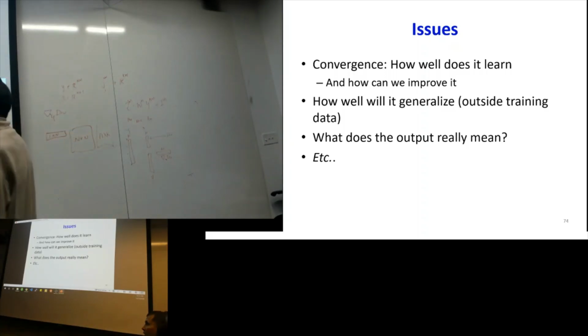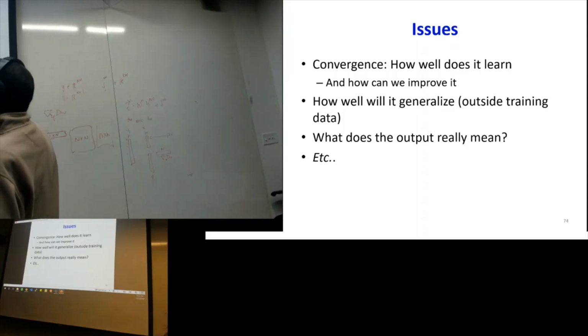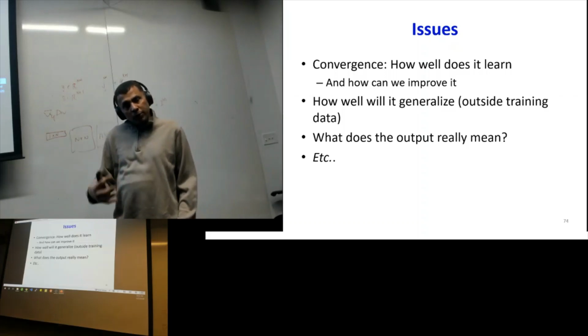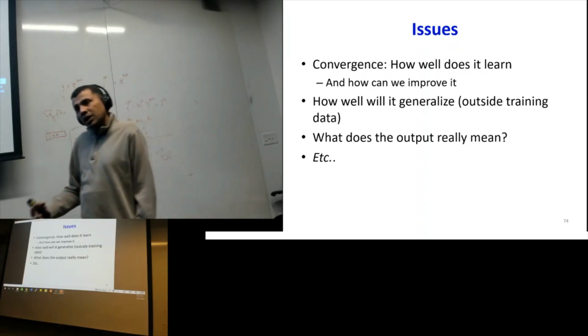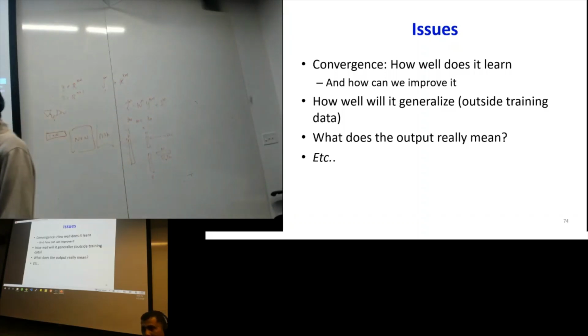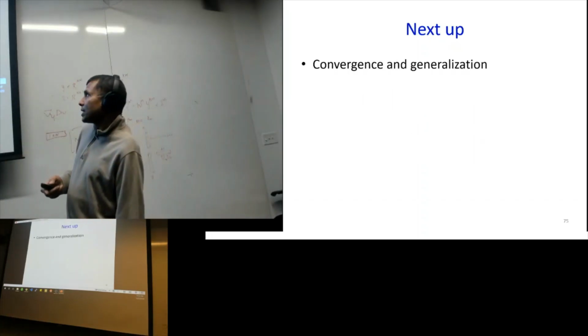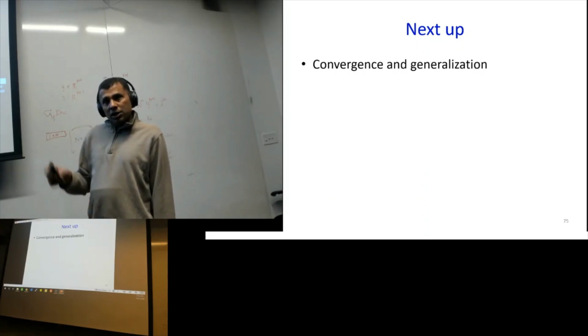So this is an issue that remains to be discussed. We also want to know, will whatever you learn on a given set of training samples generalize to other data which are not part of your training set? Also, what does the output really mean? We've got some values. What do they really mean? We're going to take a look at all of these in future lectures.